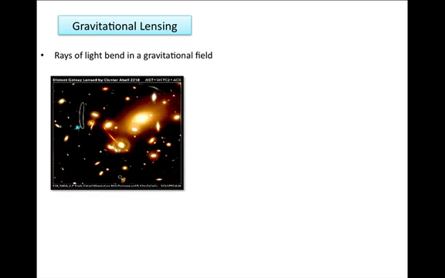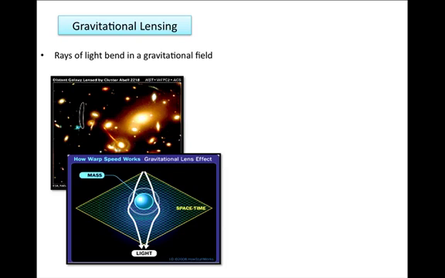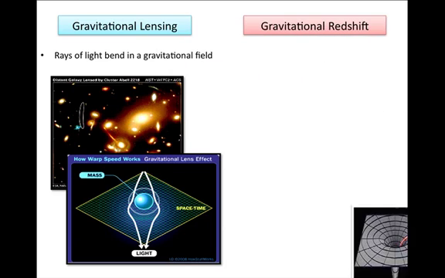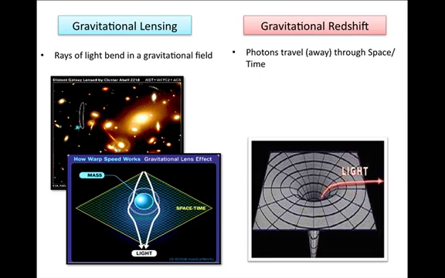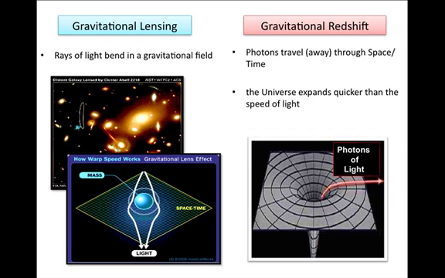Gravitational lensing describes how rays of light bend in a gravitational field. The presence of matter can curve space-time, and the path of a light ray will be deflected as a result. Gravitational redshift occurs as photons travel away through space-time. Furthermore, the universe expands quicker than the speed of light.